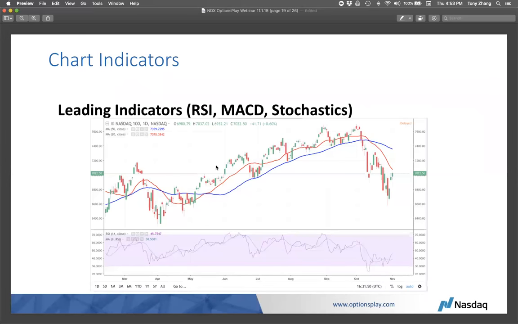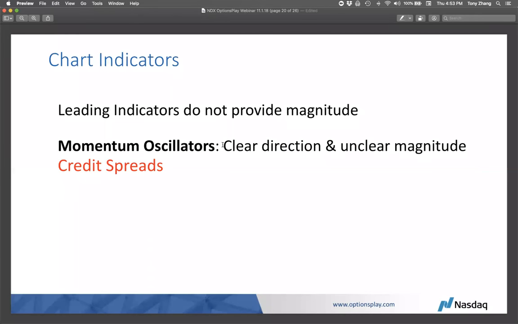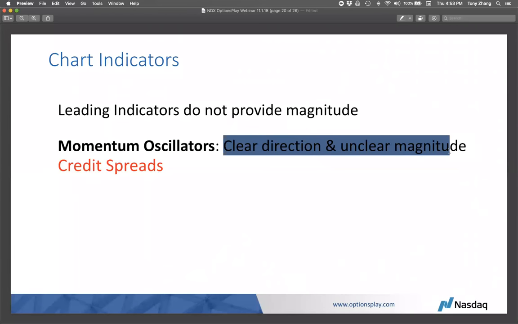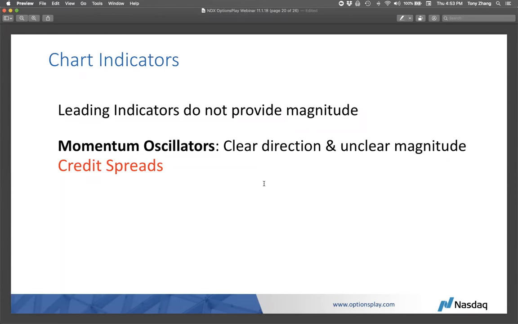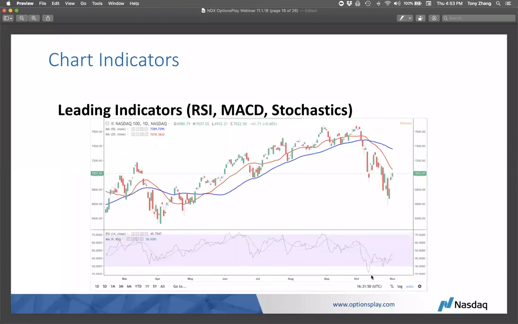So I want to make sure that people understand how to utilize these indicators correctly, because when you're using these indicators, what you're getting is a clear sense of direction, but an unclear sense of magnitude. What I mean by that is when you get a sell signal or a buy signal from any of these indicators, it doesn't give you any sense for how far it can go. So when you get a buy signal on the RSI here, is it going to go up 10 points, 50 points, 100 points? There's no indication that the indicator is going to give you as far as magnitude.